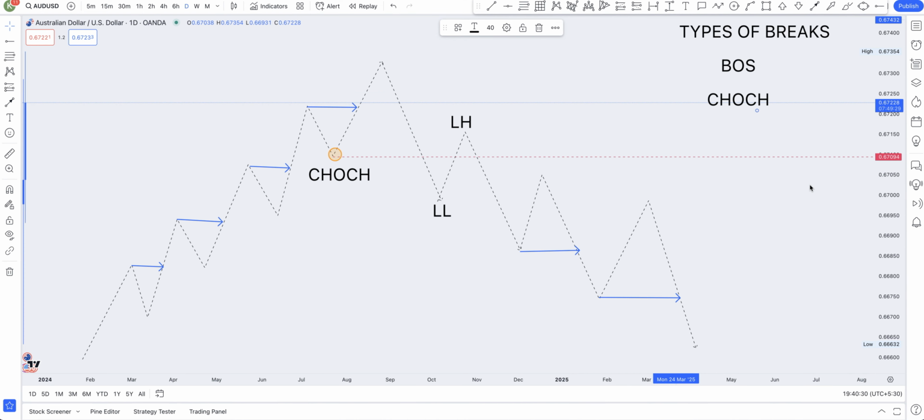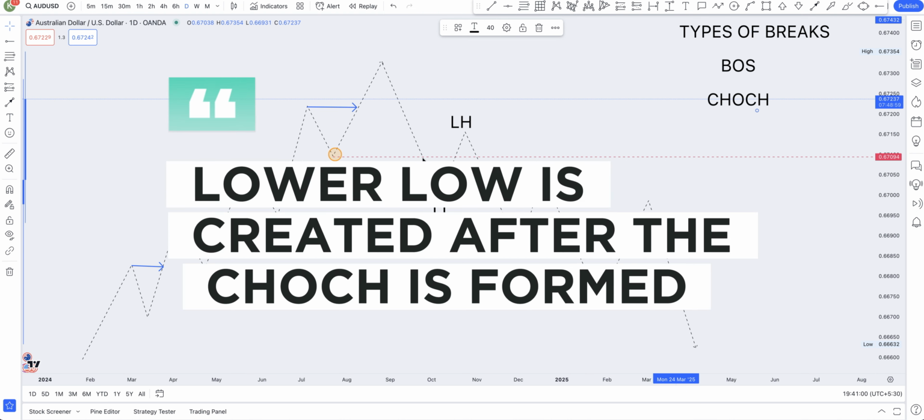Let's look at how demand and supply traders or institutional traders take advantage of this. Most of the institutional traders use this as their entry on a lower time frame. So assuming they do the analysis on their 4 hour or 1 hour, that is day traders, they move to the lower time frame like the 15 minutes. So anytime there is a choke and then a lower low is created after the choke is formed.